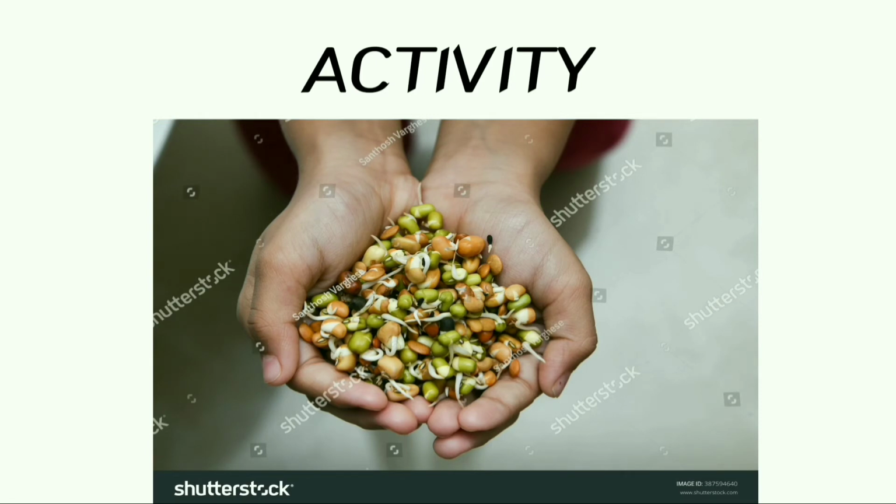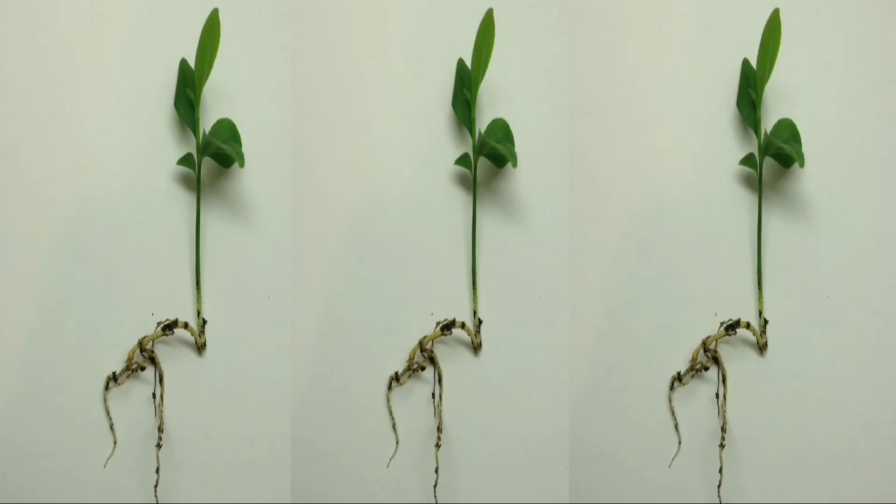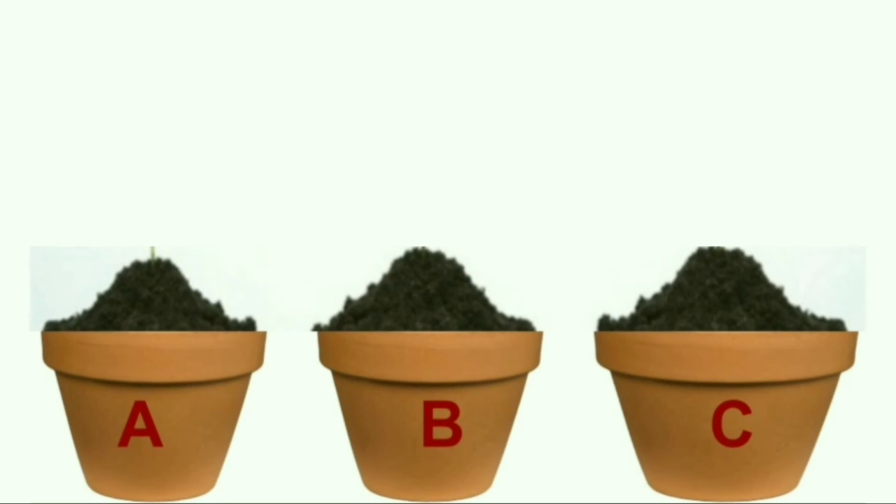Take some mung seeds and germinate them. Select 3 equal sized seedlings. Take 3 pots of equal size and mark A, B and C. In pot A, do not mix anything with the soil. In pot B, mix the same amount of soil with manure. And in pot C, mix the same amount of soil with urea.